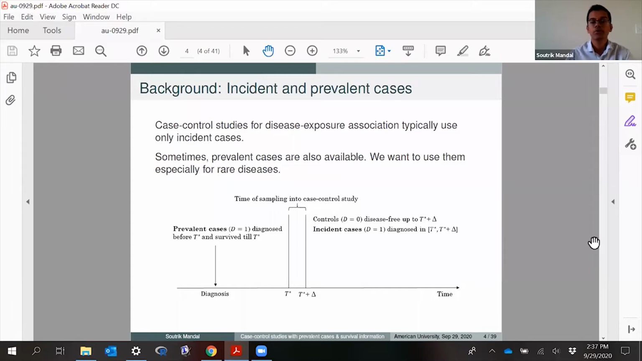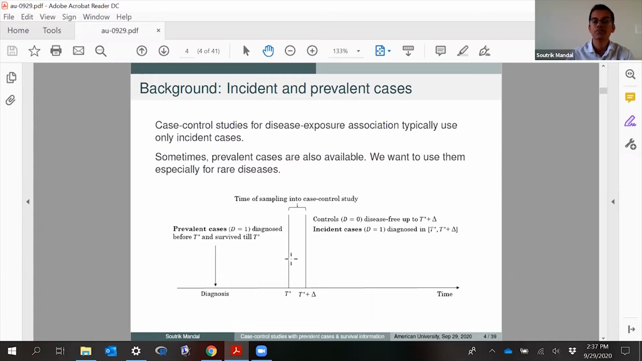Now, I'm going to further classify cases into incident cases and prevalent cases. So incident cases are subjects who were diagnosed during the study, so in between T star and T star plus delta. And prevalent cases are subjects who were diagnosed before the study. So they had to survive till T star to be included in the study.